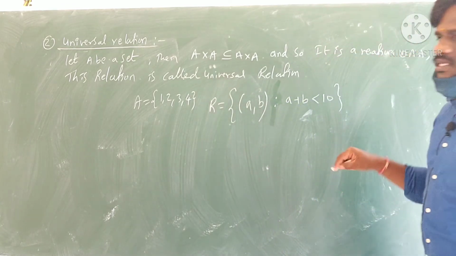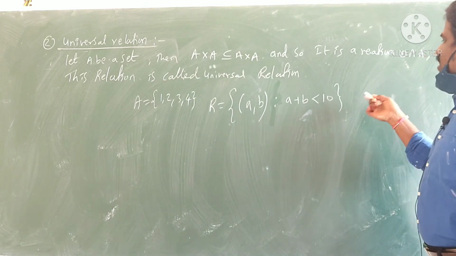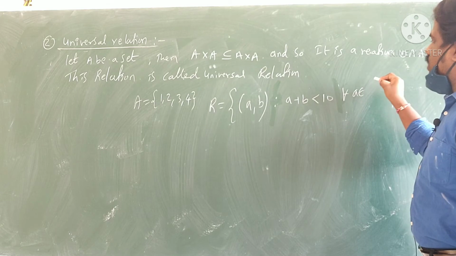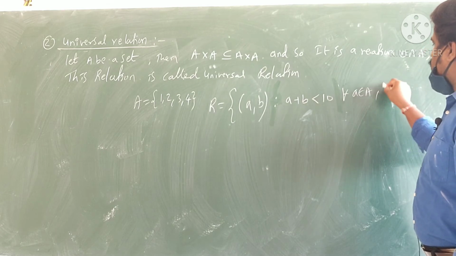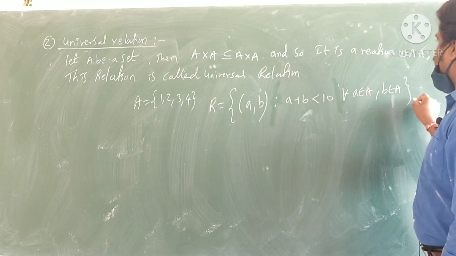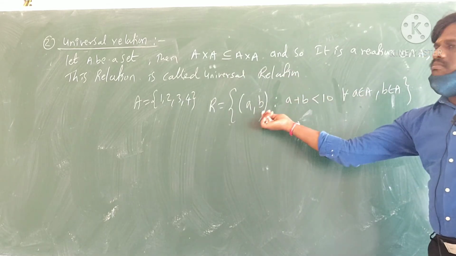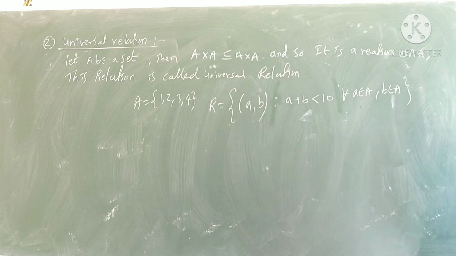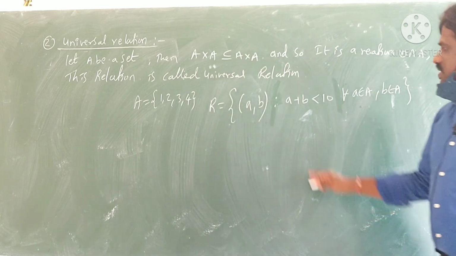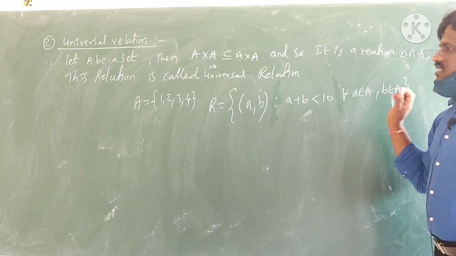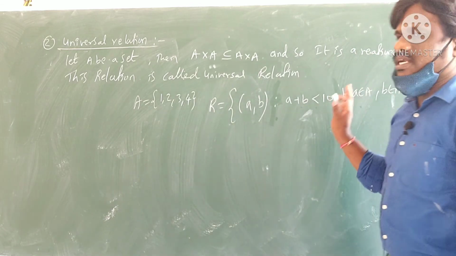I am saying that A plus B is less than 10. For all, you can write like this, for all a belongs to A and b belongs to also A, because we are writing A cross A, so set A elements and set B elements are also from A. So when I am writing here (a, b) is an ordered pair, a plus b less than 10, what will I get, tell me?